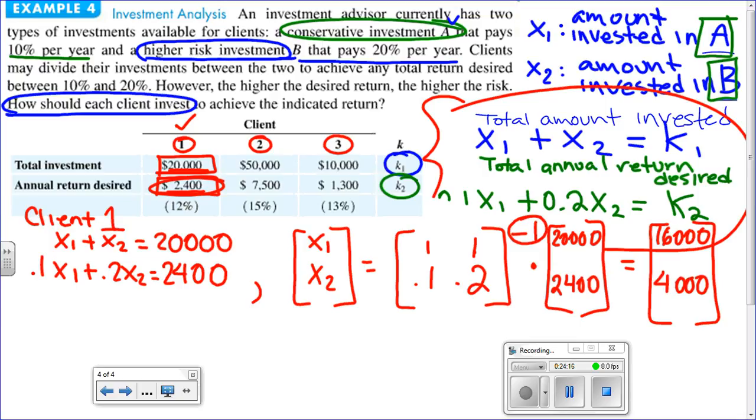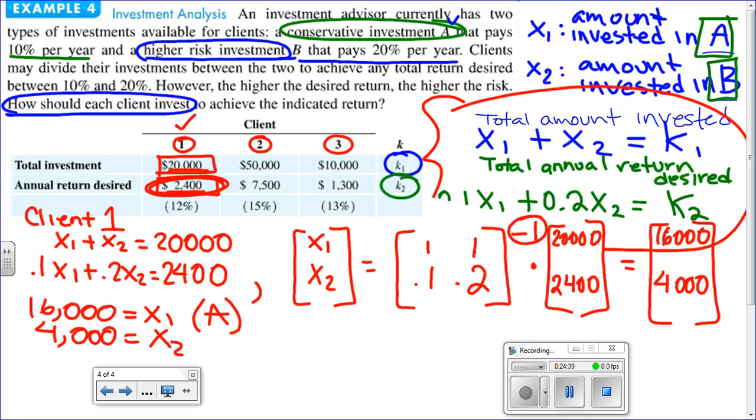So what does that mean? Well, it means that client 1, if he wants to get this much, should invest 16,000. That's what we got for X sub 1. So he should invest that in investment A, the low risk, conservative investment. And he should invest 4,000 in the other one, investment B, the high risk investment.